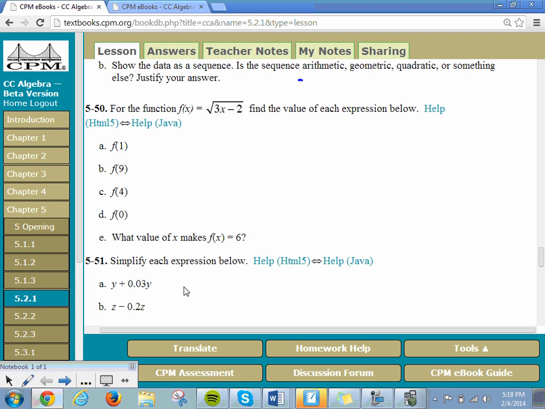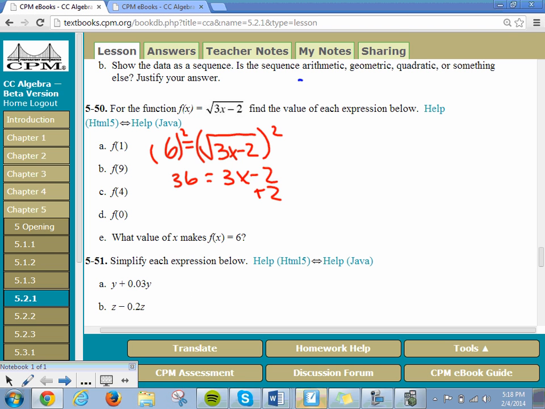Probably the way you solve it is you said 6 was equal to the square root of 3x minus 2. First we want to get rid of that radical, so we're going to square both sides. So we get 36 is equal to 3x minus 2. We'll add 2 to both sides. 38 is equal to 3x, so we'll divide by 3. And we'll find out that x is equal to 12.6 repeating. So you can do it both using your graphing calculator or by hand.